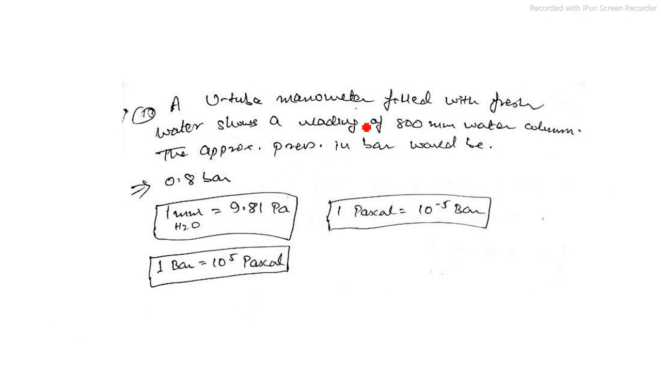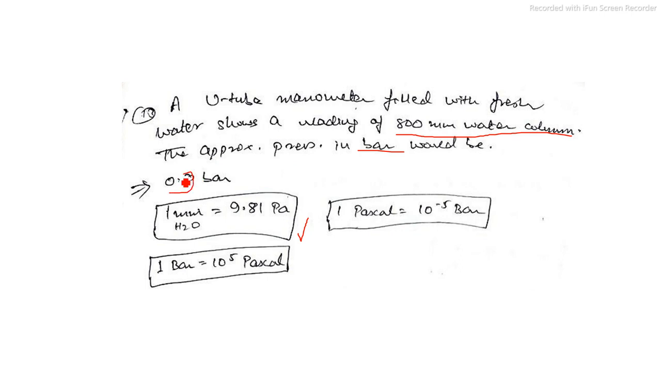Next, a U-tube manometer filled with fresh water shows a reading of 800 millimeter water column. So the approximate pressure in bar would be? Here we basically have to convert this 800 millimeter column of water to bar. The conversion is given here. Just remember it: 1 millimeter of H2O is 9.81 Pascal and 1 Pascal is 10 to the power minus 5 bar. So here actually this is wrong.